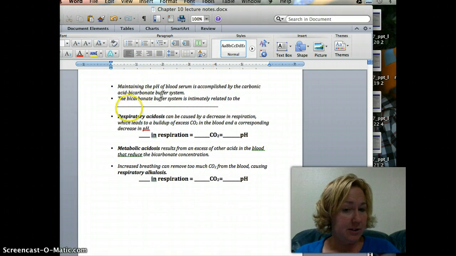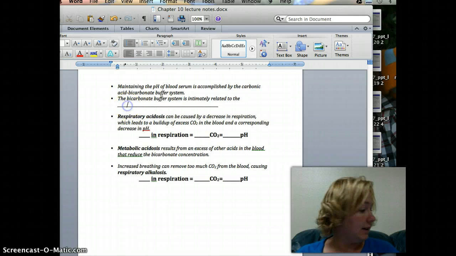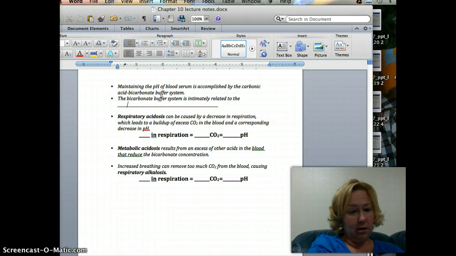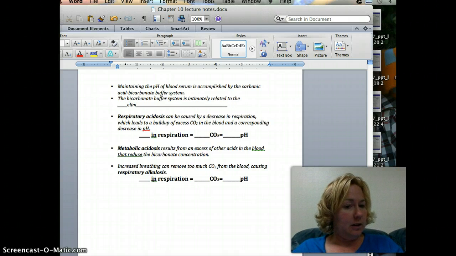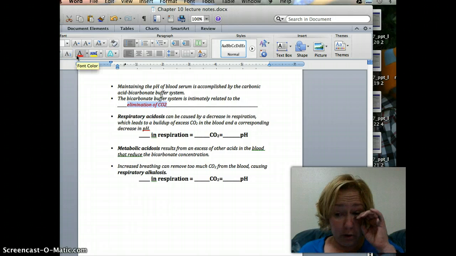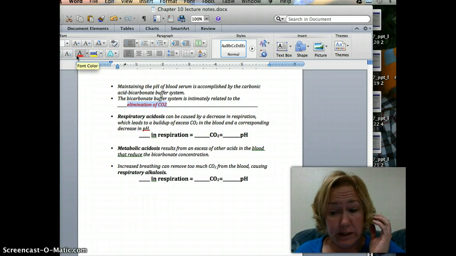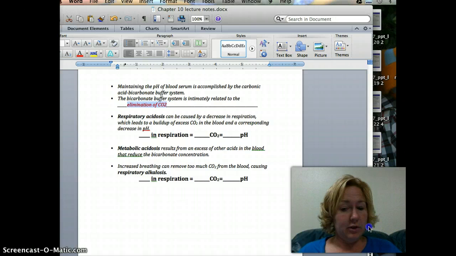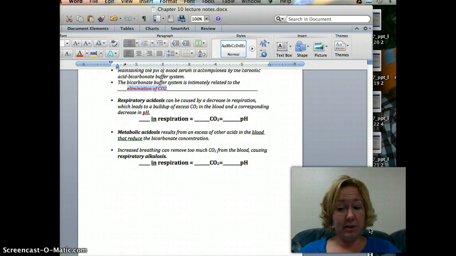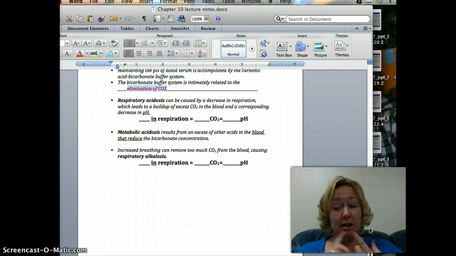The bicarbonate buffer system is intimately related to the elimination of CO2. So this is so important. And if you really, really understand this, it's going to make you seem like a genius. I'm not even kidding. So few people understand this that if you can really grasp this, it will save you tons of time in physiology, and it'll save you time in nursing school, and it'll just make you seem really smart because people just don't get it. It's a simple concept, but people just don't get it.